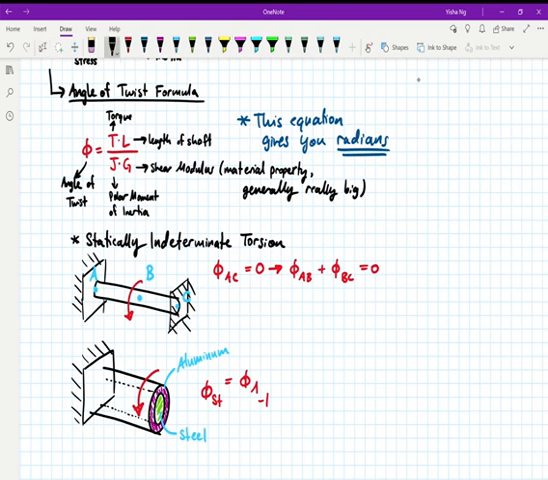The first one is when you have a bar that's being twisted, but it's fixed on both ends. And so the way you express that, your compatibility equation is going to look something like this. We know that because it's fixed on both ends at A and C, our angle of twist between A and C has to equal 0.